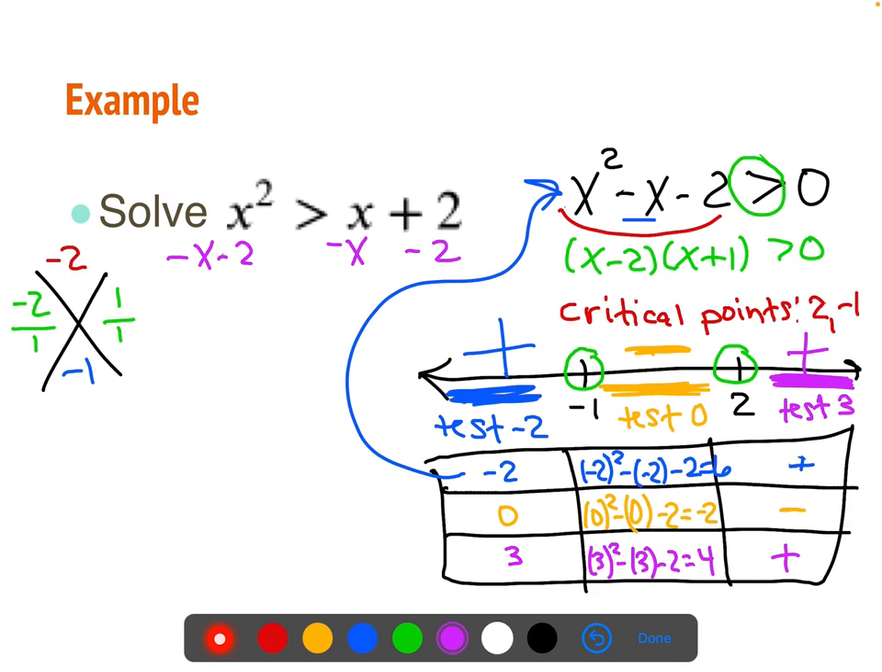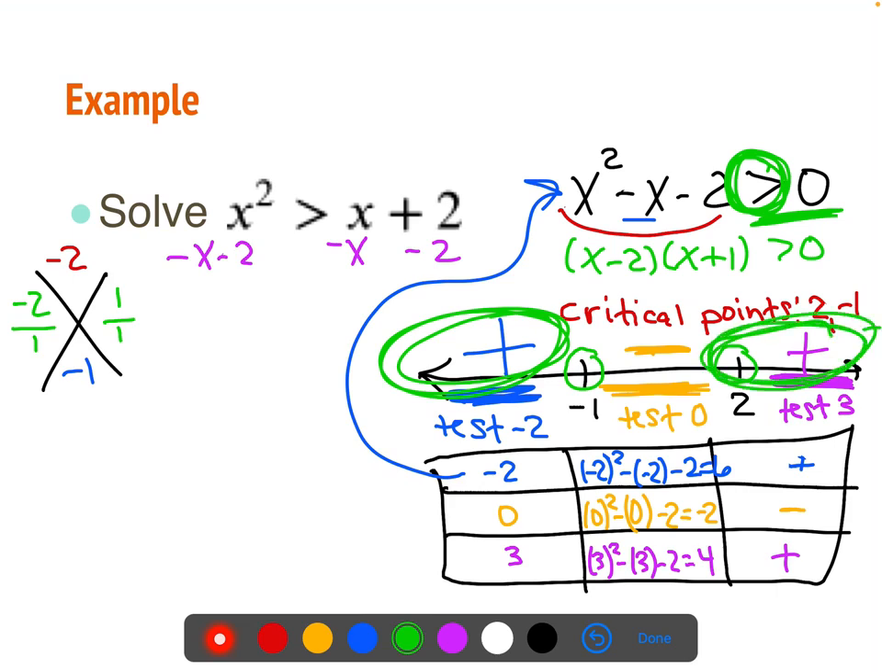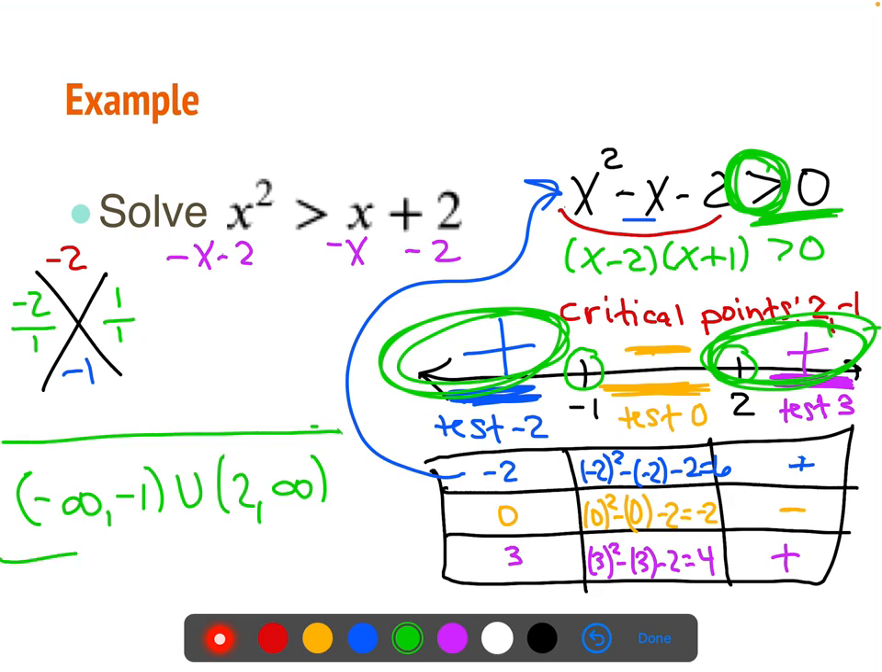Now, why did I mark up my number line like that with pluses and minuses? Because if you go back right here, this says greater than 0. Greater than 0 means positive. So that means I want to know where it's positive. So the regions where it's positive are here and here. So now I'm going to write my answer. From negative infinity all the way up to negative 1, and then united with from 2 all the way to infinity, that's where it's positive. So that's the answer that I'm trying to find.